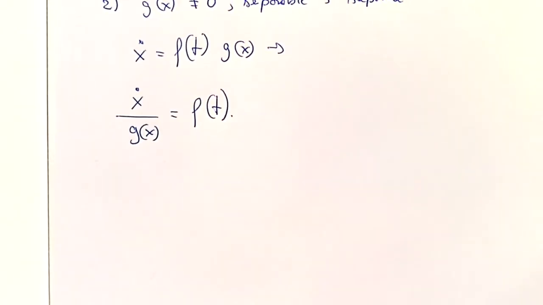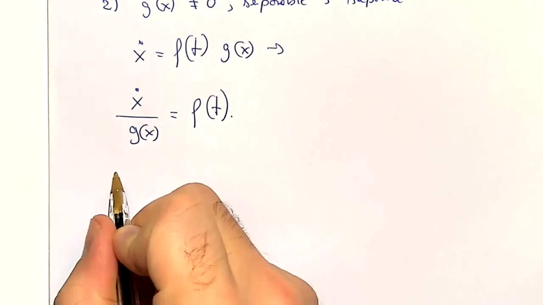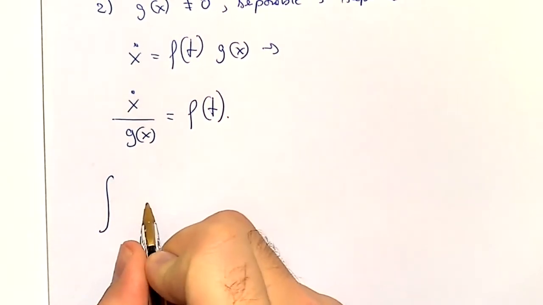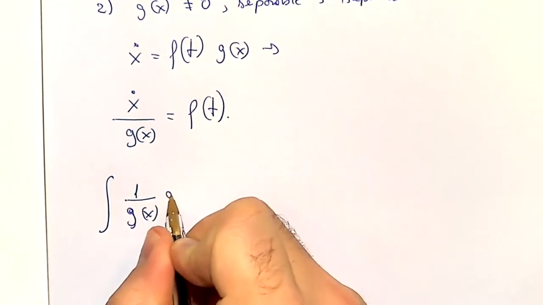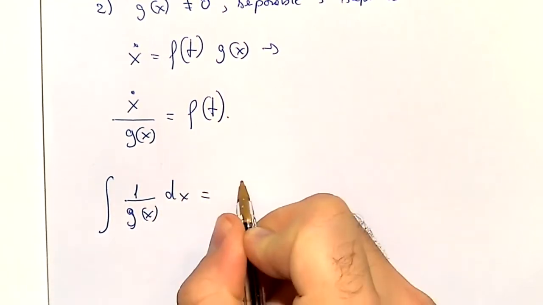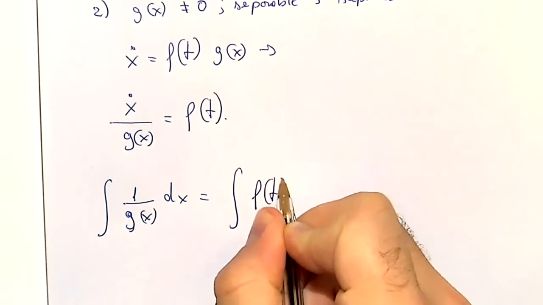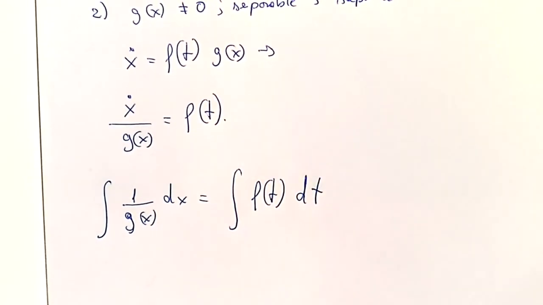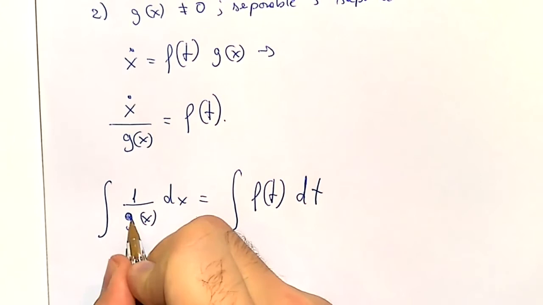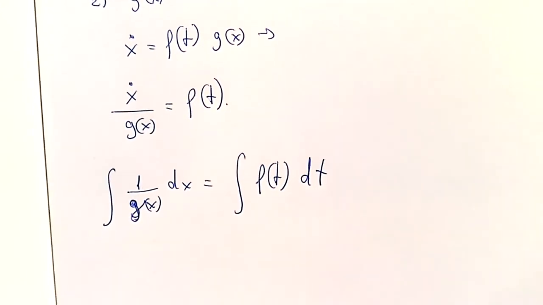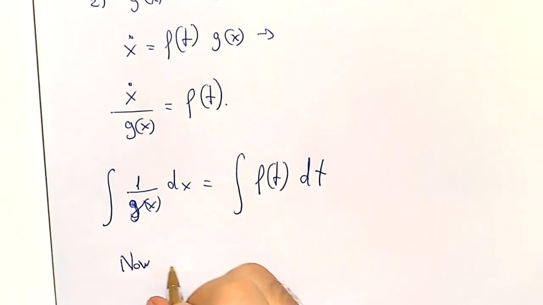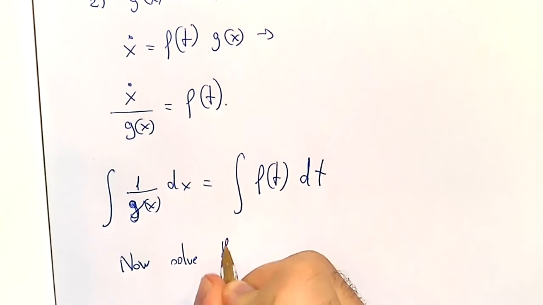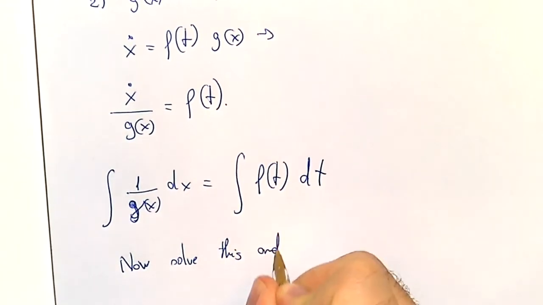And now you just integrate everything. You're going to have the integral of 1 over g(x) dx, and here the integral of f(t) dt. And now you just solve this and you're done.